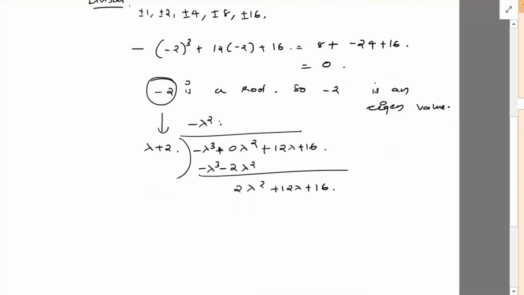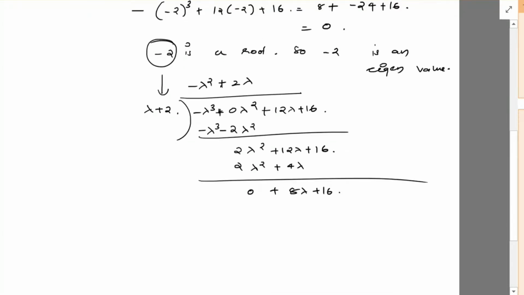What is the next term in the quotient? 2 lambda. So it will be 2 lambda square plus 4 lambda. By subtracting, we will get 8 lambda plus 16. So the next term in the quotient will be plus 8. So 8 lambda plus 16. The remainder will be 0.